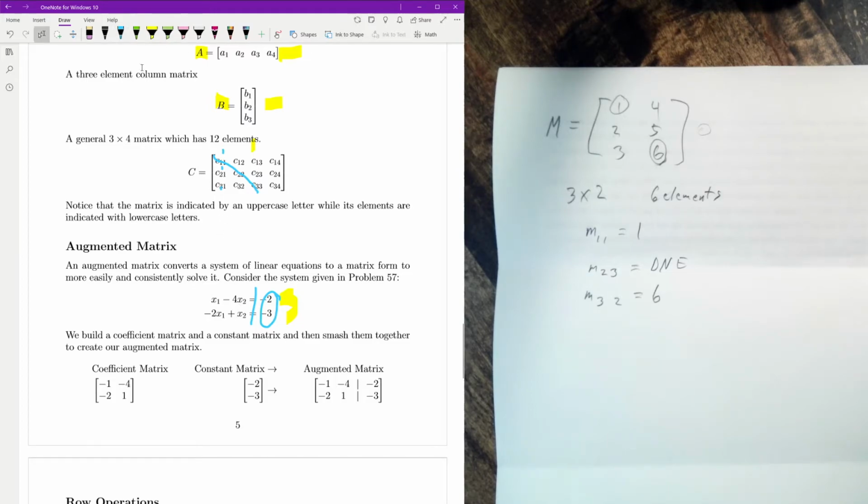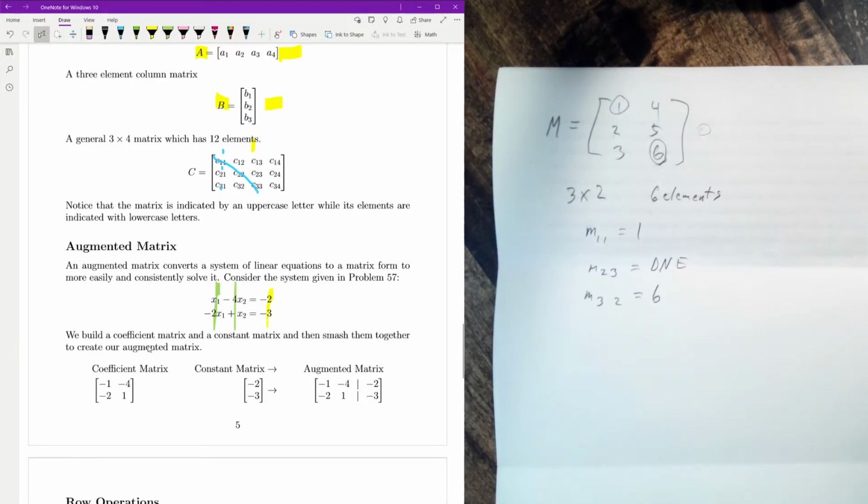Let me redo that. So the coefficient matrix is the coefficients of x1, x2, and the constant matrix is the constants that it's equal to, which is minus 2 and minus 3.